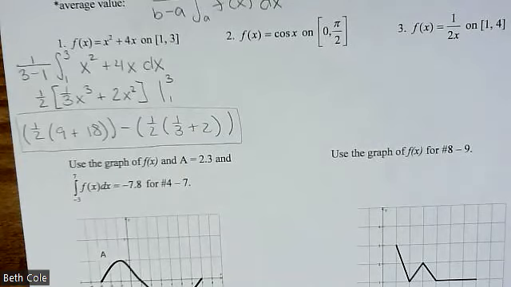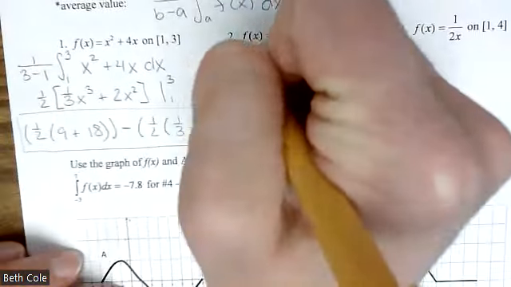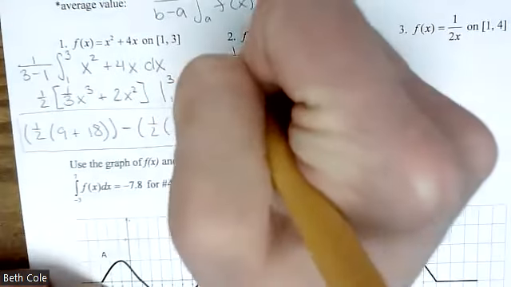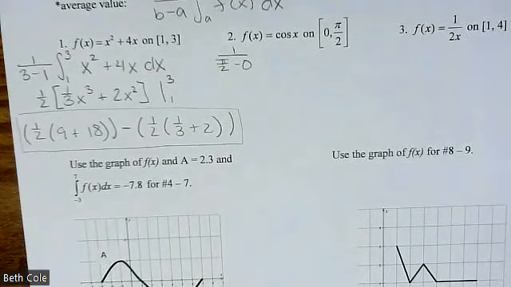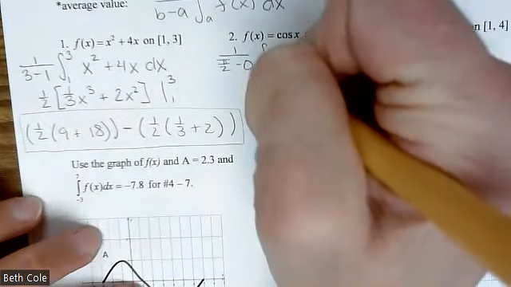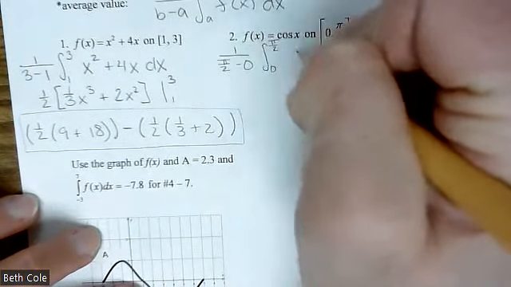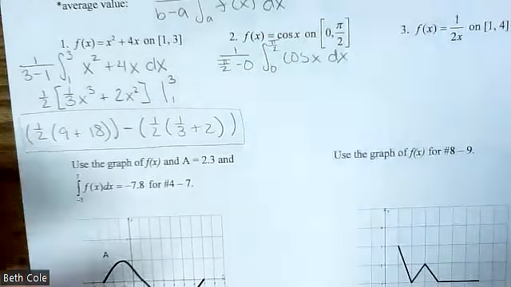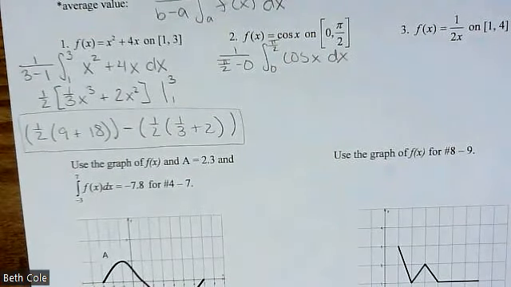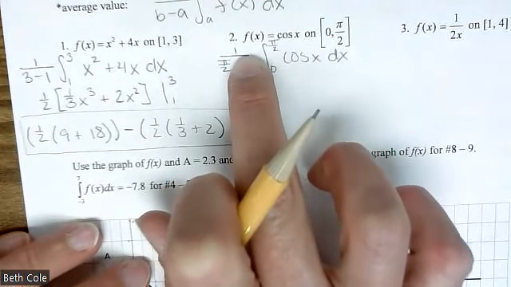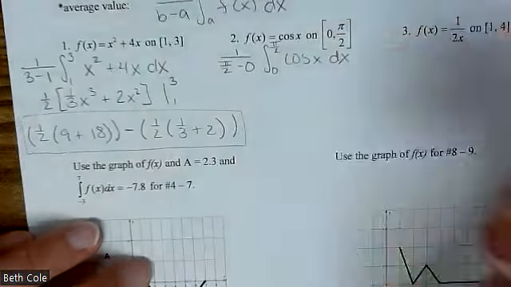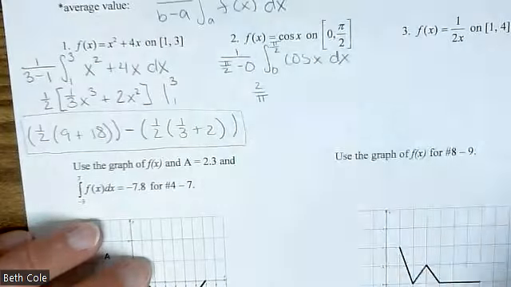All right, this one involves trig. Out front, you're going to have 1 over pi over 2 minus 0. And then the integral from 0 to pi over 2 of cosine x dx. So let's talk about that fraction out front. First of all, pi over 2 minus nothing is just pi over 2. If you have 1 over pi over 2, that would actually be 2 over pi. You're going to reciprocate.